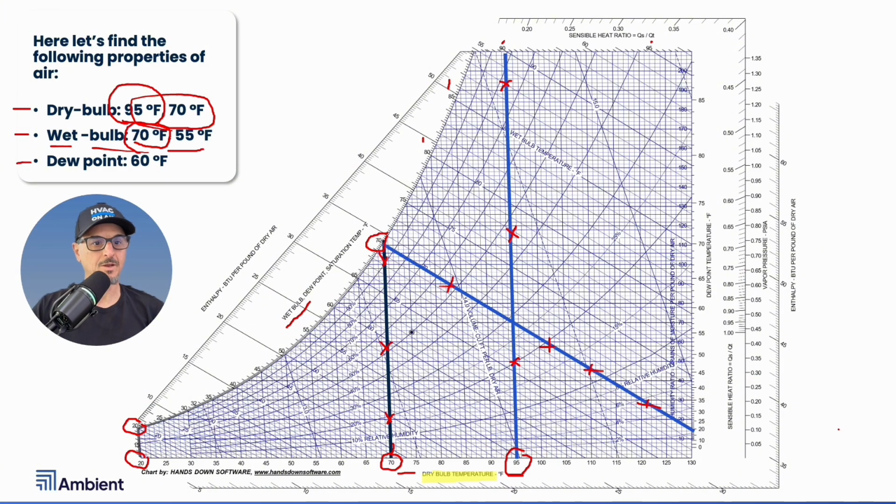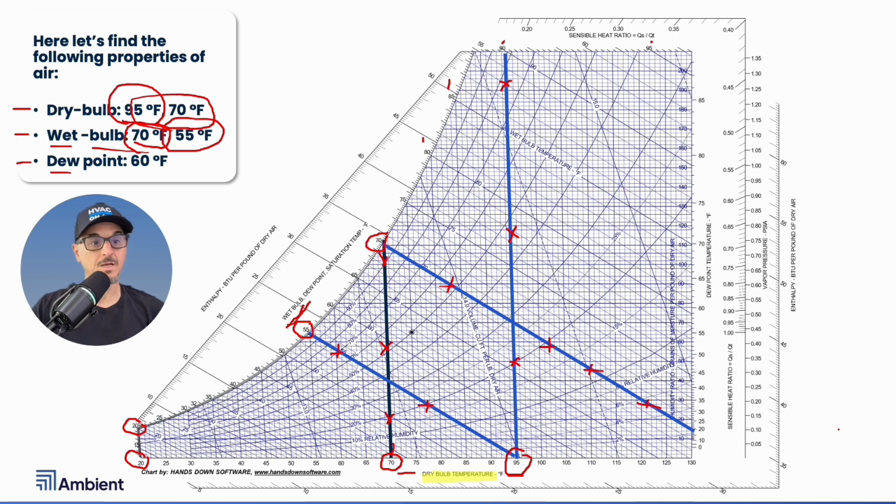Okay. Now the next one here is 55 degrees wet bulb. So again, the wet bulb is located here on this curve on this chart. And here is 55 degrees wet bulb. So if we go ahead and draw that in, it looks like that. So anything along this line is 55 degrees wet bulb.